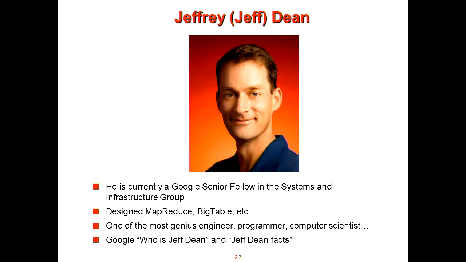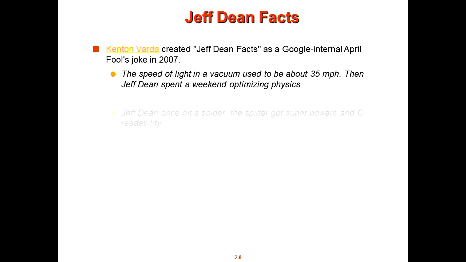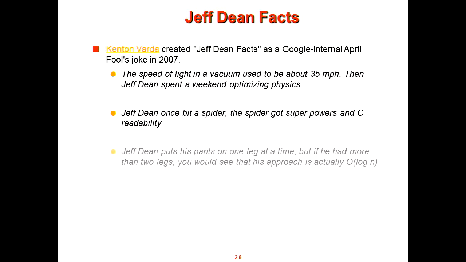So I just list some of them. I searched them from the website, and I think they are written by the colleagues of Jeff Dean from Google. So the speed of light in a vacuum used to be about 35 mph, and Jeff Dean spent a weekend optimizing physics. And Jeff Dean once beat a spider. The spider got superpowers and sees readability.